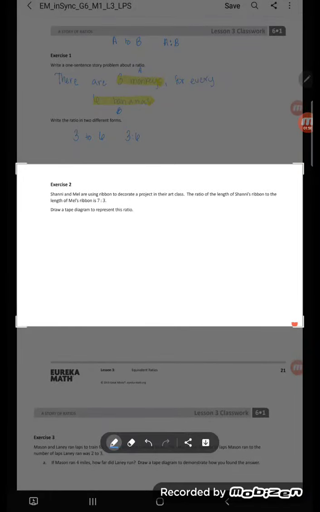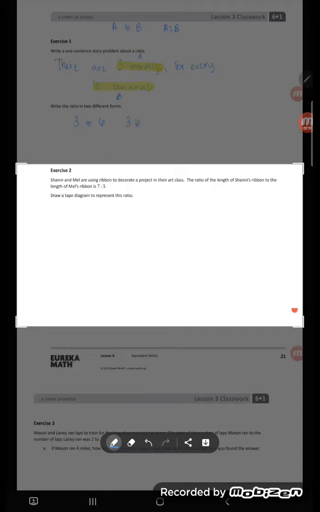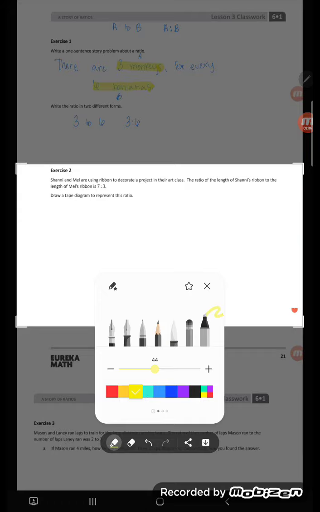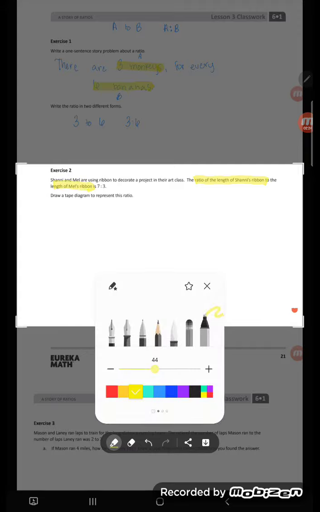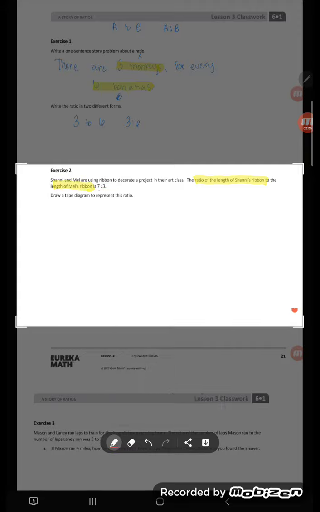All right, now let's build on this knowledge. We're going to try to create some equivalent ratios, but first we're going to use what we know to create a ratio table. So I can read that Shani and Mel are using ribbons to decorate a project in their art class. The ratio of the length of Shani's ribbon to the length of Mel's ribbon is 7:3. Keeping that in mind, we're going to keep it in order. Shani is A, Mel is B, 7:3.